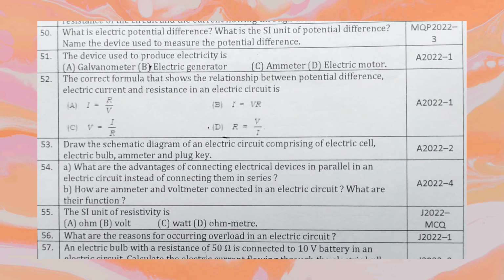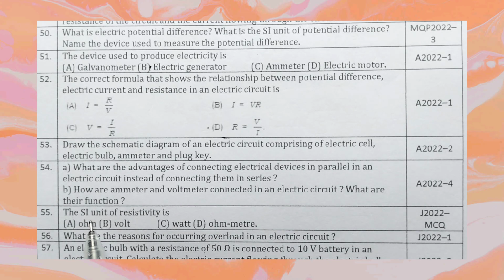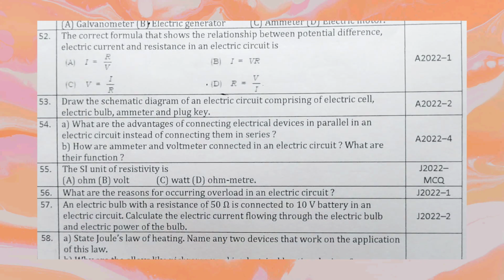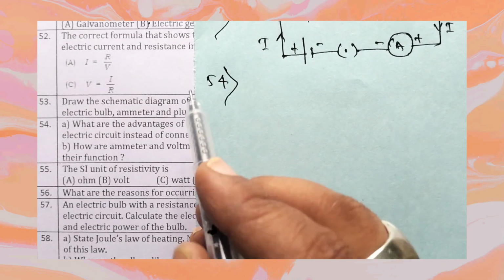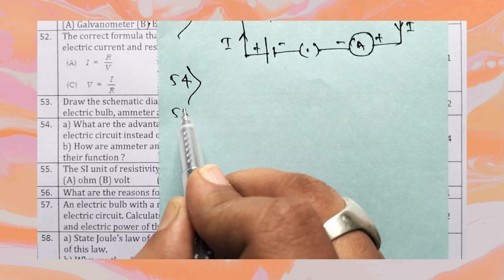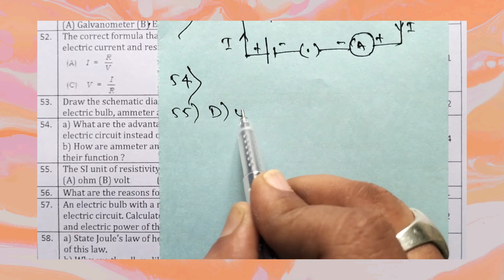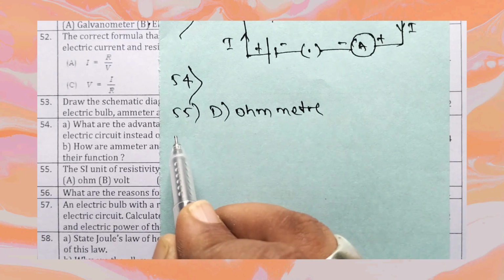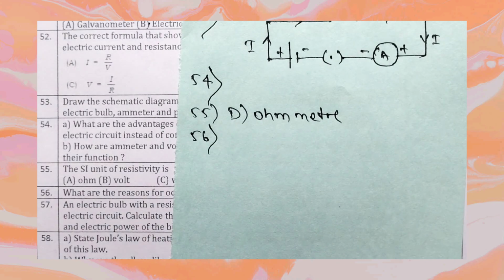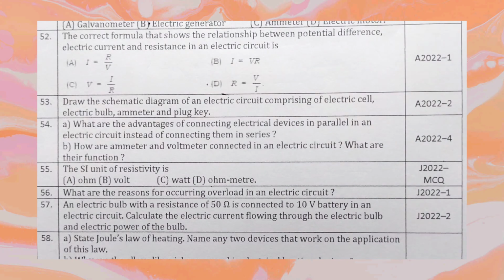Now let us move to the 55th question. The SI unit of resistivity is dash, they have given. So the SI unit of resistivity is option D, ohm meter. So for the 55th question, the right answer is option D, that is ohm meter. Ohm meter is the SI unit of electrical resistivity. Now let us move to the 56th question.